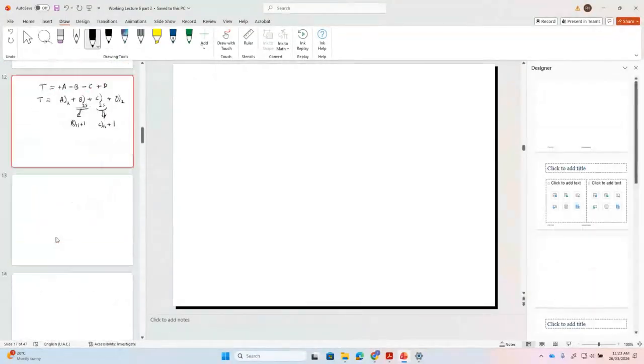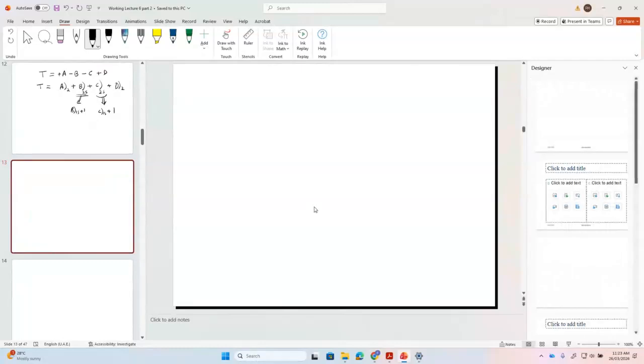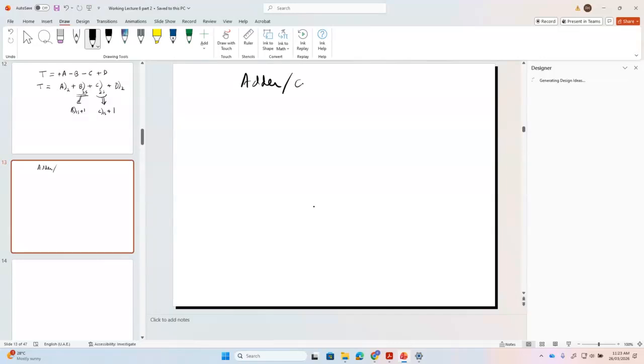Okay, so now question. Let's assume we want to design an adder cum subtractor. So let's assume this is the block diagram of an adder cum subtractor.